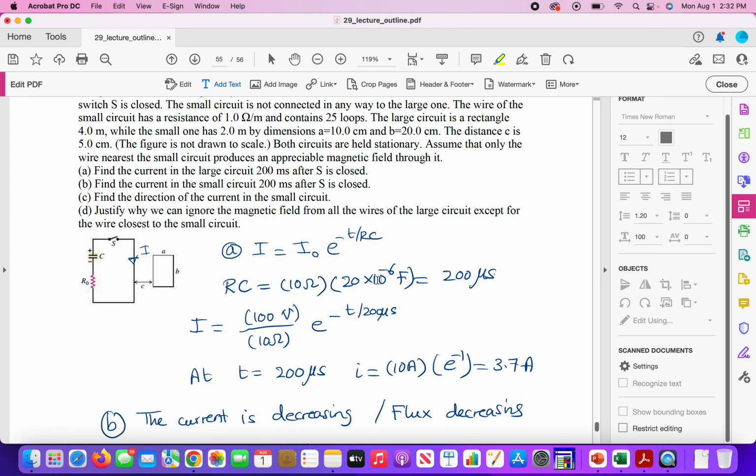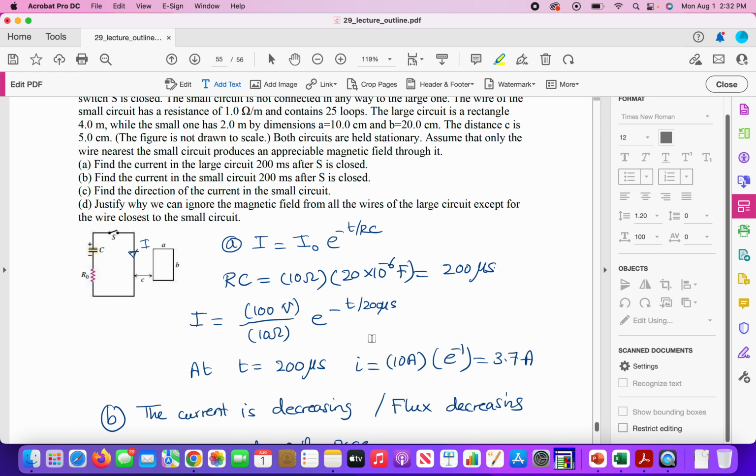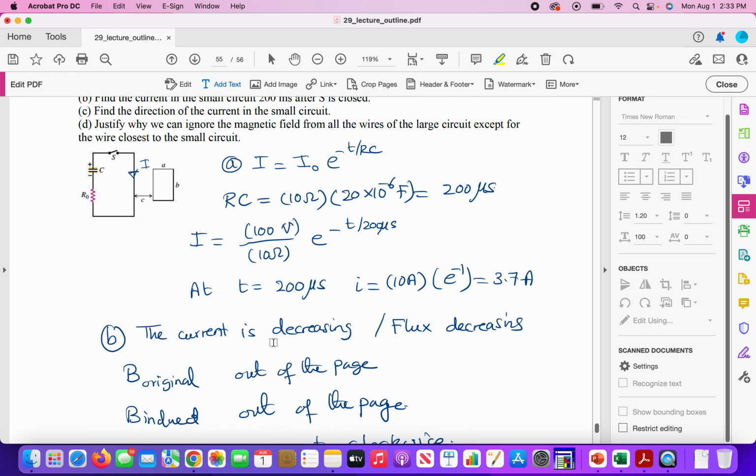Justify. First, after we close the switch, the capacitor starts discharging, and therefore I is going to be the maximum current times e to the minus t over RC. We need to calculate RC, and that RC is 200 microseconds. The maximum current is the voltage over R, 100 over 10. From that, we have the equation, and we will be able to calculate the current as 3.7.